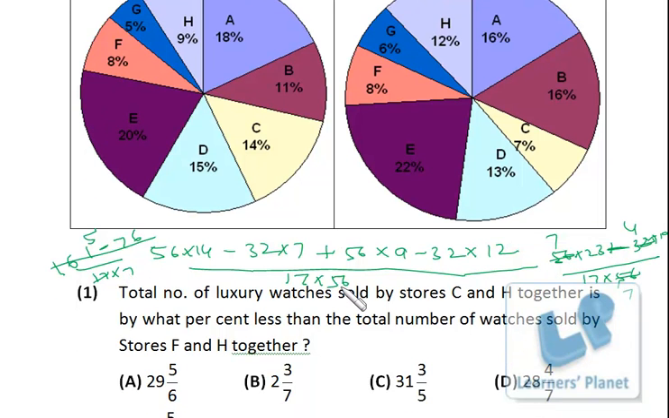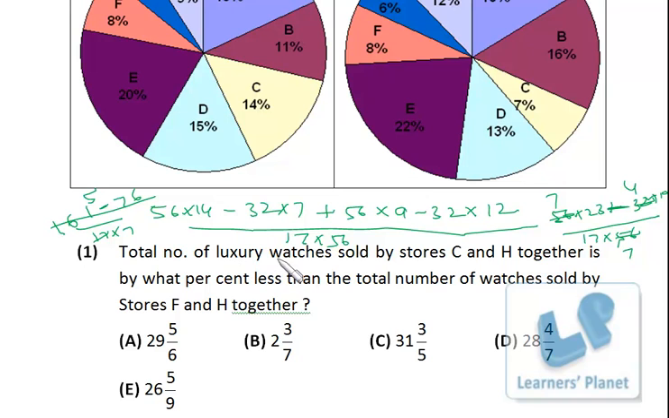So precisely, just listen to me carefully. Luxury watches sold by C and H together is 5 parts and this is 7 parts. So how much less is it? So how much less, what we can do is (7 minus 5) by 7 into 100.